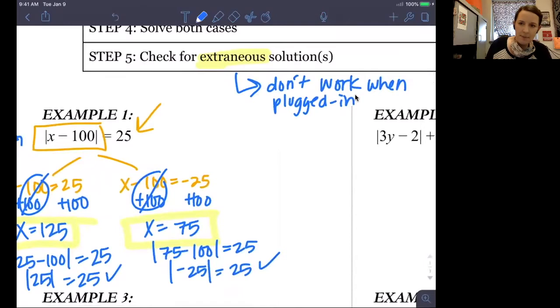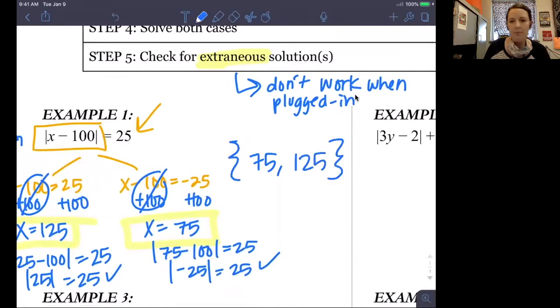Okay, you can write your answer as two separate numbers in curly brackets. So you could put 125 comma 75 or 75 comma 125. It's really important that we put them in the curly brackets and not parentheses, because if we put them in parentheses, they're going to look like an ordered pair, like an X and Y value, and they're not. Both of those represent two separate X values that work in this equation.